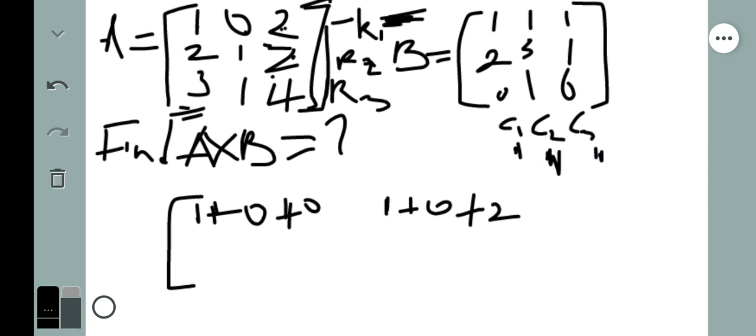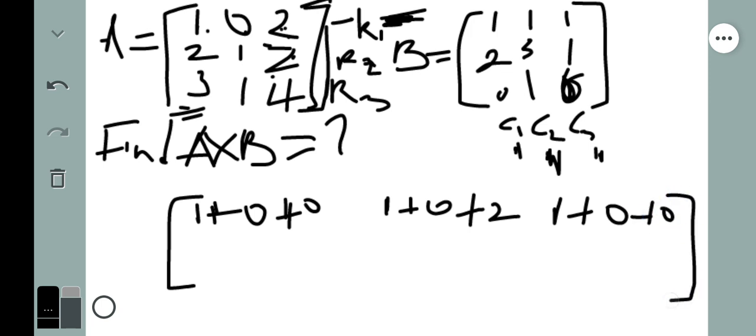So when row 1 multiplies column 3, what do you have? That is 1 times 1, 0 times 1, and 2 times 0. So 1 times 1 gives me 1, 0 times 1 gives me 0, and 2 times 0 gives me 0.